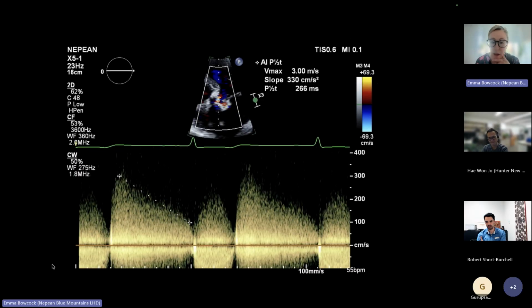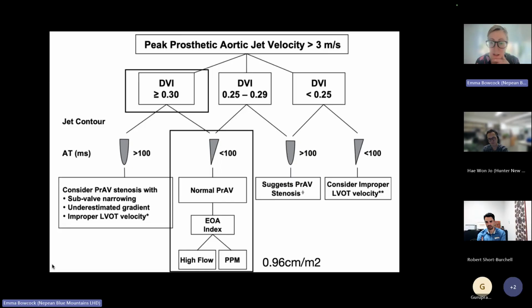And then putting that together here, we felt that he probably had a degree of patient prosthetic mismatch, and that things were exacerbated by his high flow state with his recent sepsis and pneumonia, and maybe a little bit of subvalvular narrowing, but nothing that we could see massively significant. Yeah, you definitely need cardiology input with these. You need someone who is very experienced with these things and knows what they're looking at.